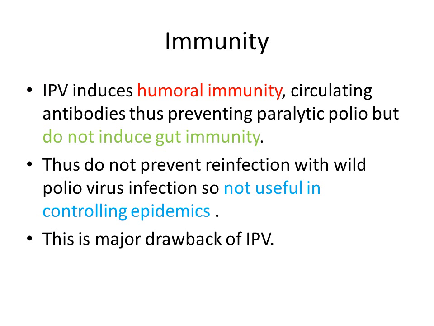Next, immunity. How is the immunity produced? IPV induces humoral immunity by developing circulating antibodies, thus preventing paralytic polio. These circulating antibodies act against the organism and prevent paralytic polio, but do not induce herd immunity or local immunity. The immunity derived from IgA antibodies is not induced.